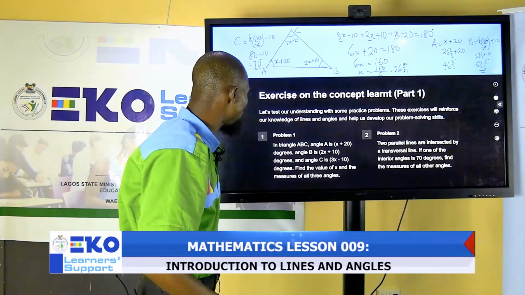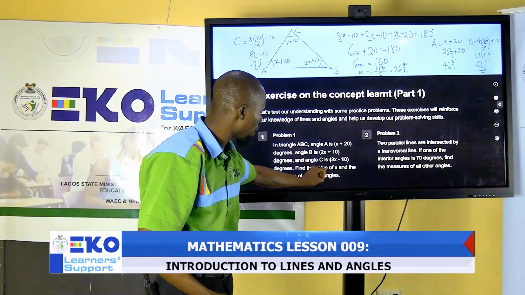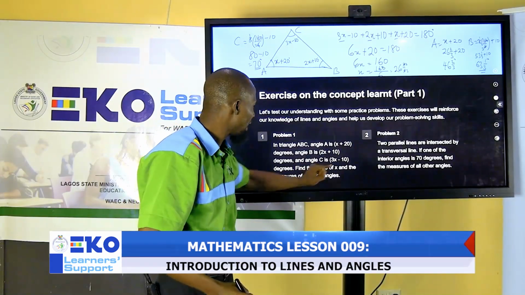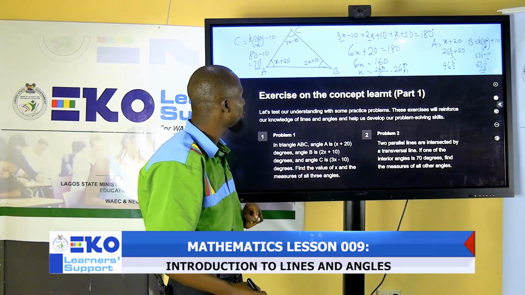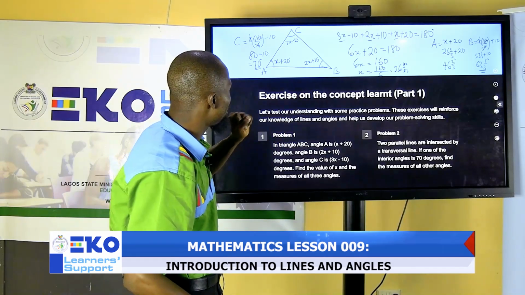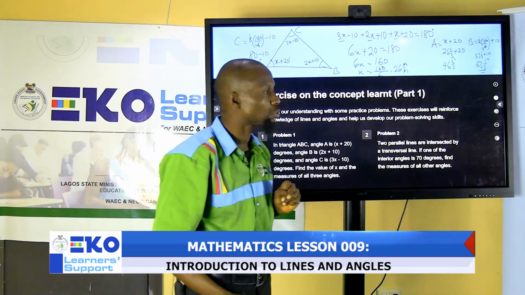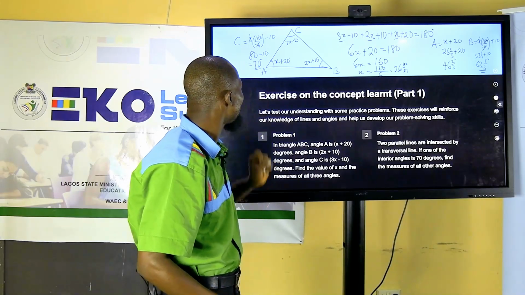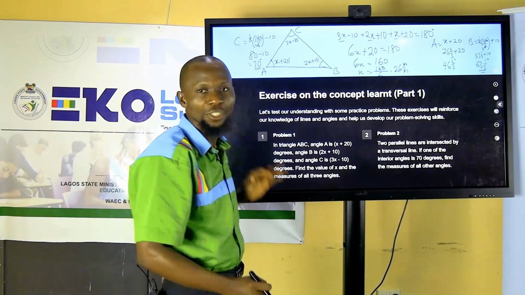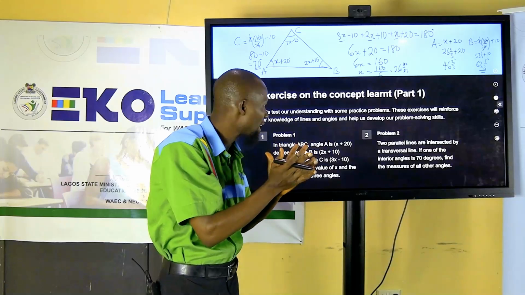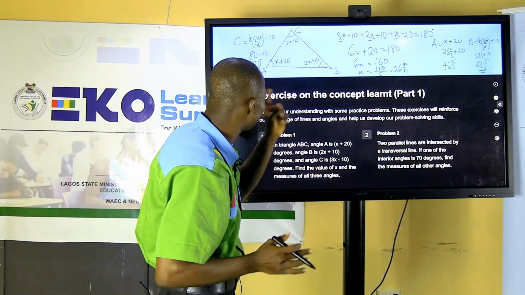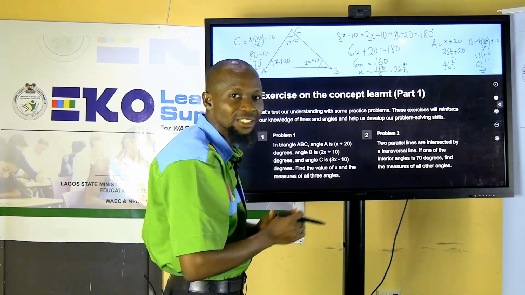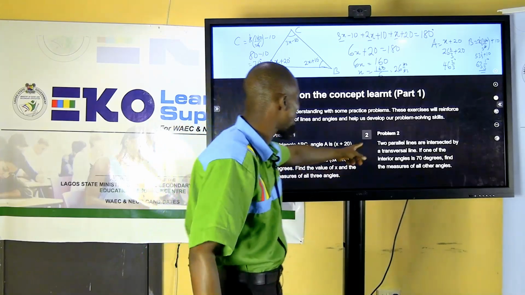So we have been able to find the value of x, and at the same time the measures of all the 3 angles. Angle A is what? 46 whole number 2 over 3. Angle B is 63 whole number 1 over 3. And angle C is what? 70. And when you add all of them together, you realize that it gives us what? That particular thing that we are looking for. That is 180 degrees.